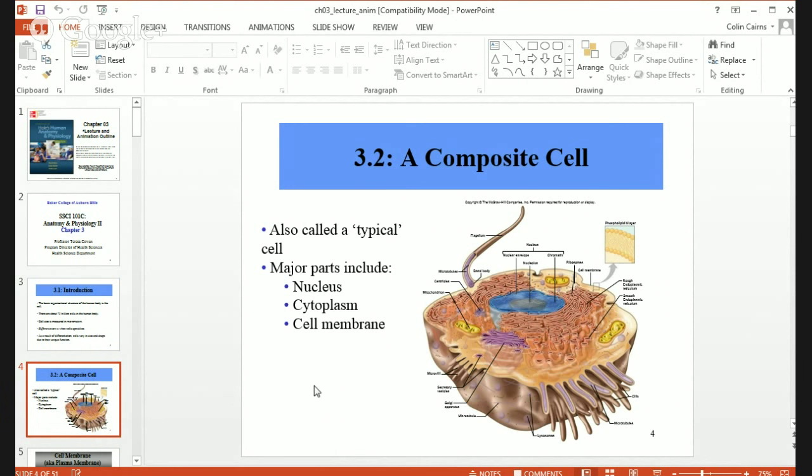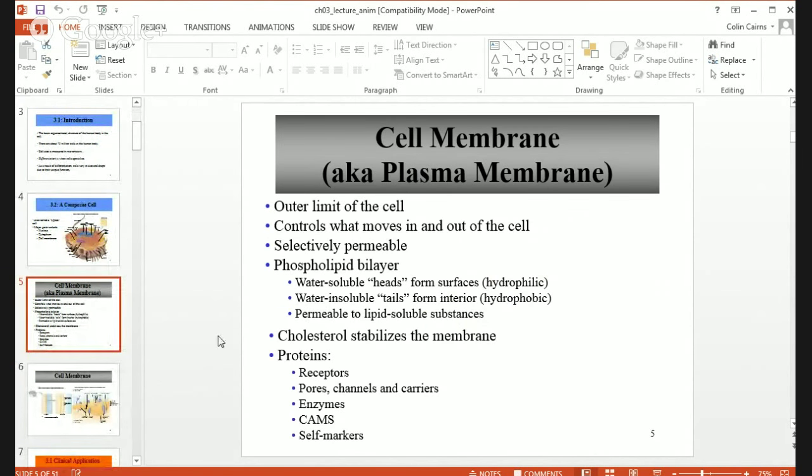Also called a typical cell. The major parts will be the nucleus, the cytoplasm, where all the organelles are located, and the cell membrane. Looking from the outside in, the cell membrane controls what moves in and out of the cell. It's selectively permeable, which means it only allows certain molecules and substances in and prevents the entry of others.